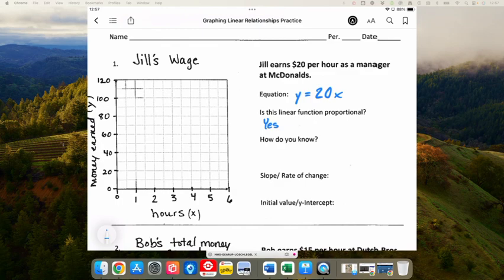So we can say that there is nothing being added or subtracted at the end.